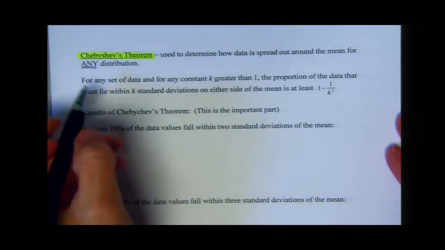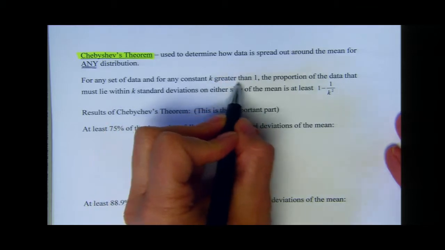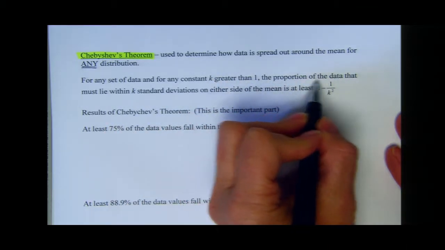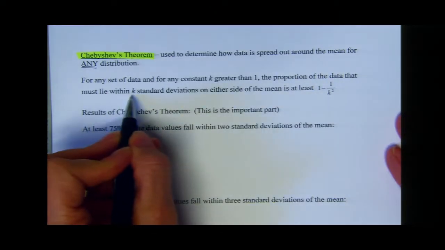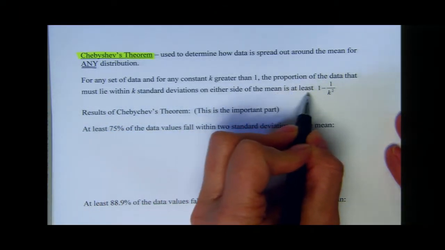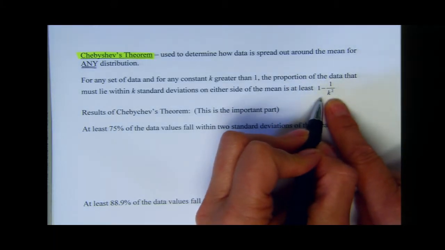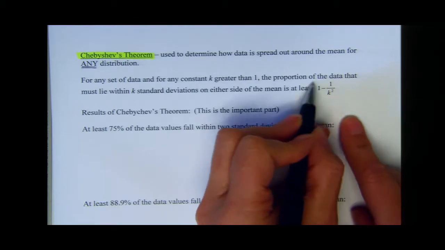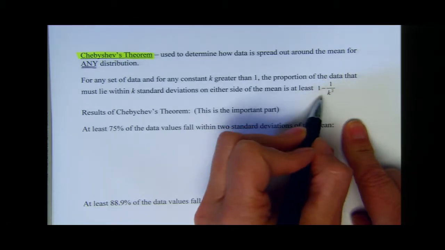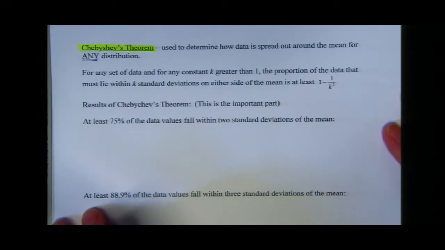What it states is, for any set of data and for any constant k greater than 1, the proportion or percentage of the data that must lie within k standard deviations on either side of the mean is at least 1 minus 1 over k squared. Okay, I'm going to show you how this works, but this is not something you have to have memorized. I'll show you here in a minute what it is that you have to be sure that you can do.